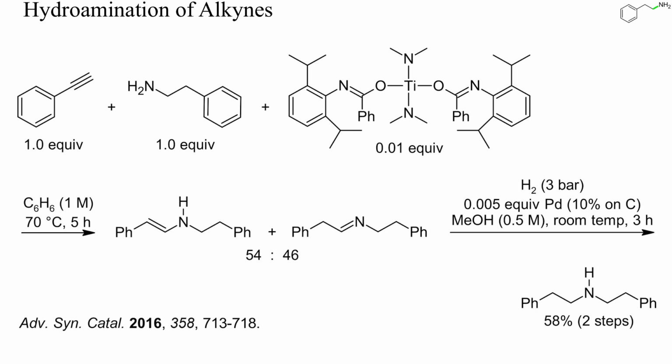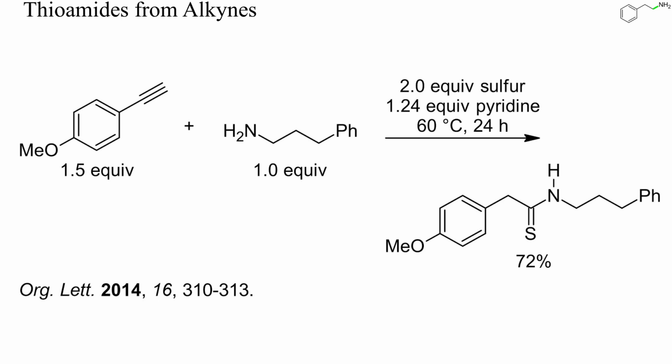In this example, 1% of a titanium amide catalyzed the addition of phenethylamine to phenylacetylene. A mixture of an enamine and an imine resulted, which could be hydrogenated to the final product. Alkynes are formally dehydrated ketones and can also yield thioamides upon reaction with sulfur and amines, as in this example.